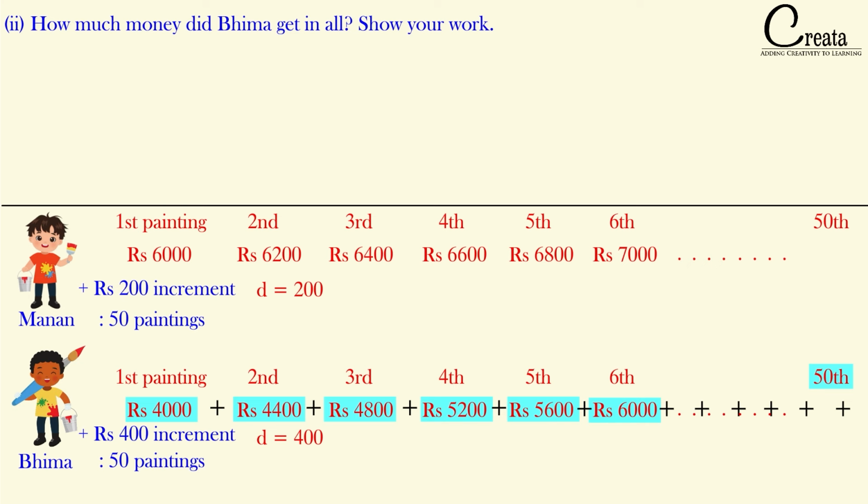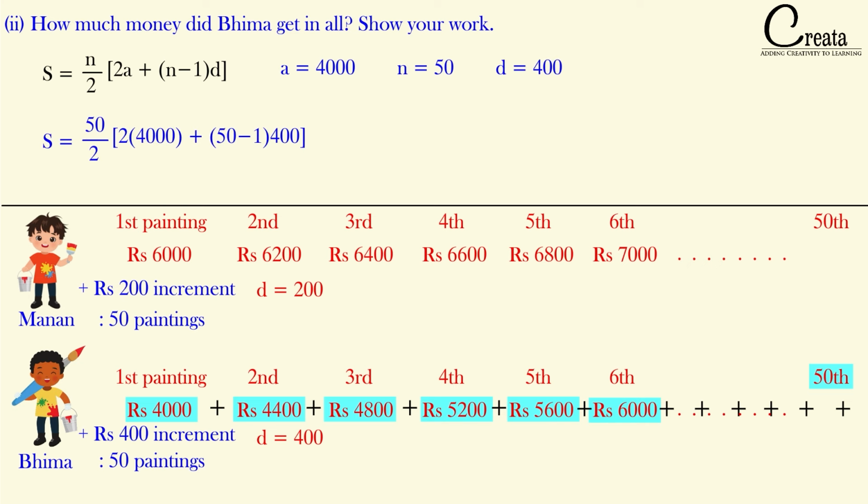So which formula will be used? The formula of the sum of the arithmetic progression series will be used, which is this formula. In this formula, S is the sum and n is the total number of terms up to which we have to calculate the addition, a is the first term, and d is the difference. So here the first term is 4000, n will be 50, and the difference is rupees 400.